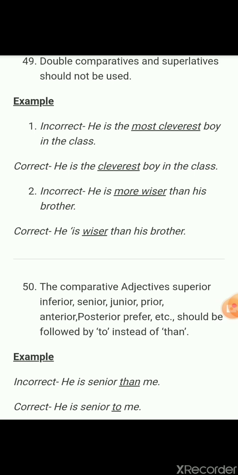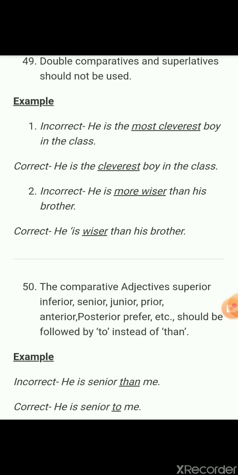Why are we using two superlatives or comparatives together? It's not required in the grammar. Rule number 50. The comparative adjectives superior, inferior, senior, junior, prior, anterior, posterior, prefer should be followed by to instead of than. You know that all the comparison we made is with the conjunction than, but with such words, keep in your mind, they should be followed by to instead of than.